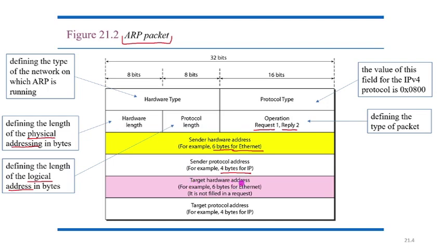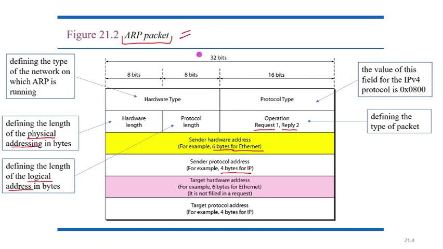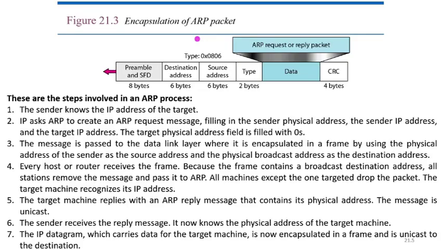And then the target hardware address. It is not filled in a request. In a request packet, this value is basically 0000, all 6 bytes are 0, and the target IP address is 4 bytes, the IP address of the receiver. This is the format of the ARP packet, and different fields define different functions. It starts from the network layer, then goes to the data link layer.